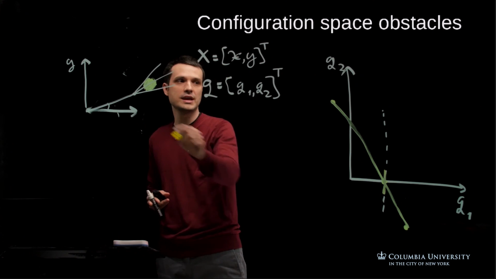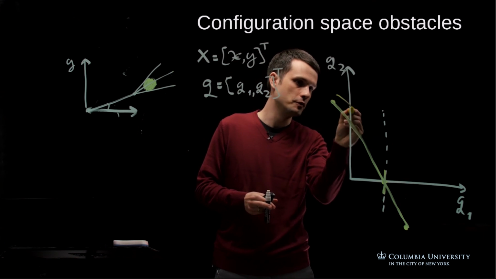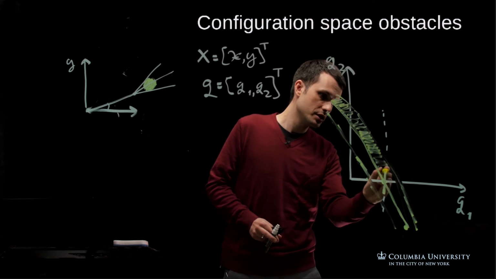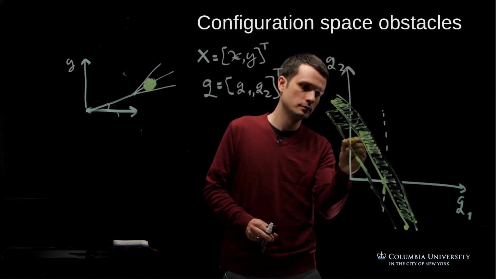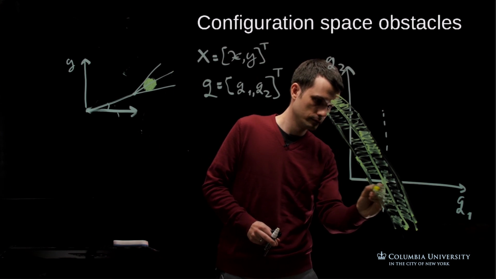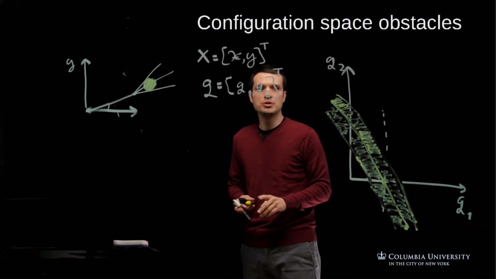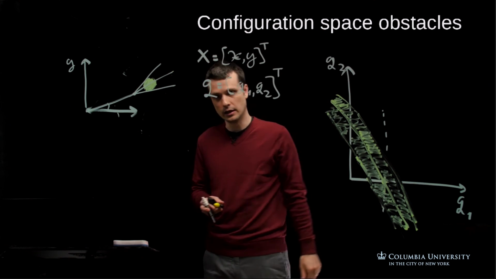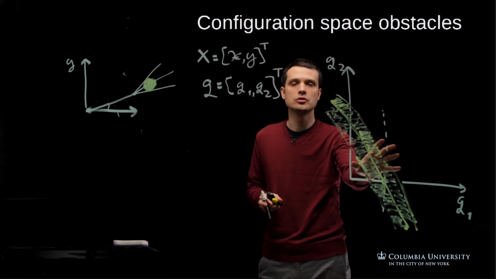And then if you carry out this exercise for multiple possible values of q1 and q2, you see that this line that we drew before actually gets a little bit of thickness to it. So the model of the obstacle in configuration space looks maybe something like this. Okay, so any combination of q1 and q2 that falls inside of this area is illegal because it causes the second link to hit the obstacle. So what we've done is we've mapped this obstacle from Cartesian space into configuration space.